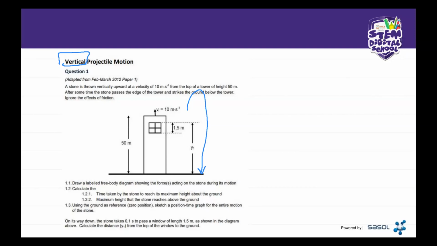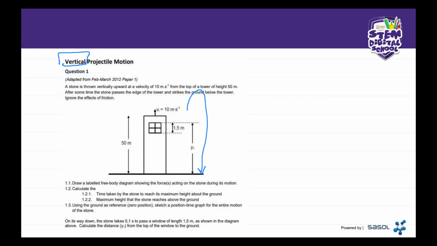This is a question from the February-March 2012 paper one. It says here, a stone is thrown vertically. So that's the first step that you already know. Here we are dealing with vertical projectile motion. Once you get that right, you already know the kind of equations that you're going to be using for this one. So this is your first keyword that you write on your given.